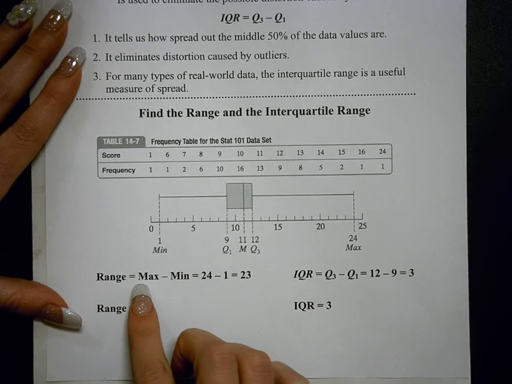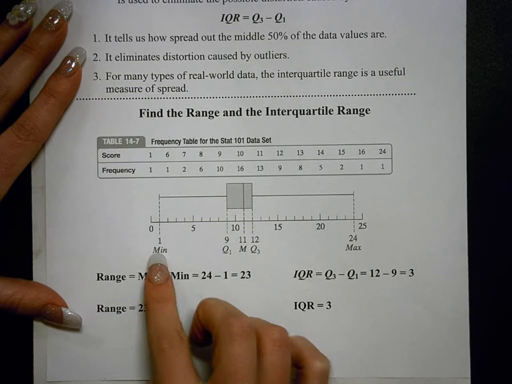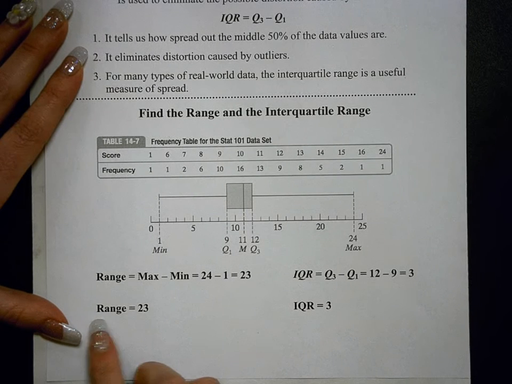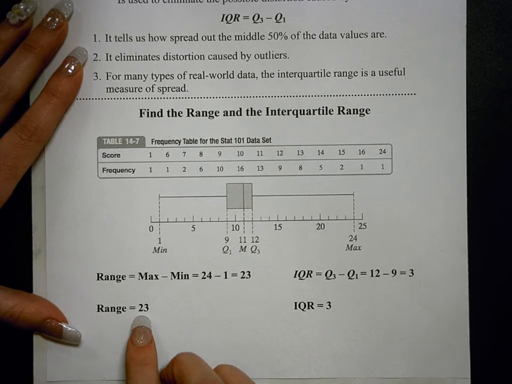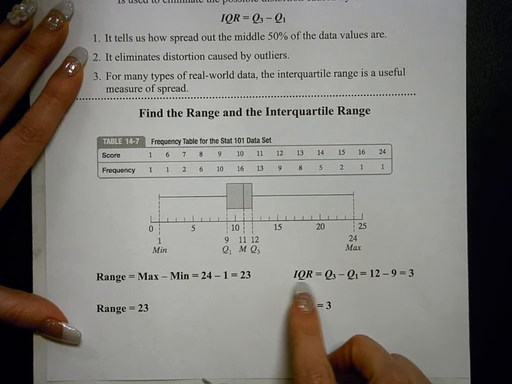is 1. So to find the range, we're just going to subtract the max, which is 24, by the minimum, which is 1, which tells us 24 minus 1 is 23. That means the range is 23. The data is spread out by 23 units. After the range, we're going to find the interquartile range.